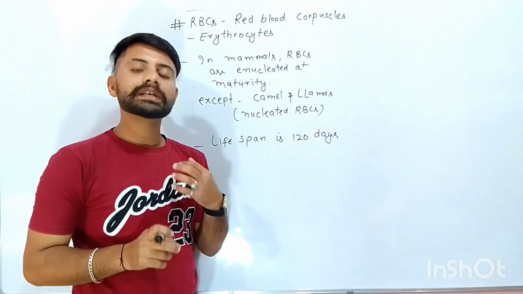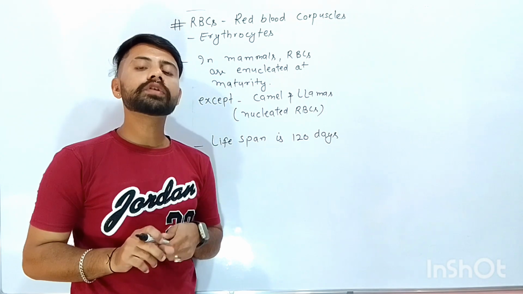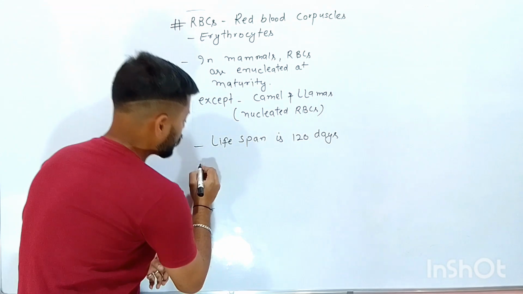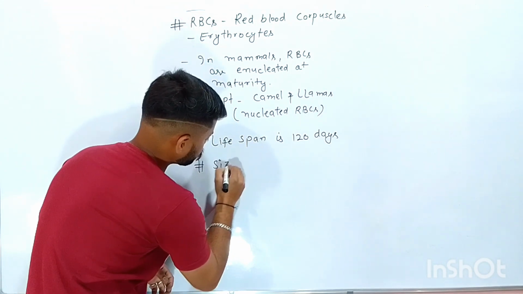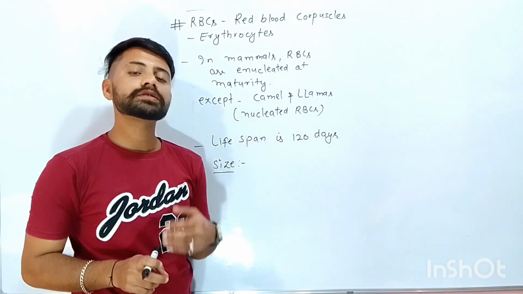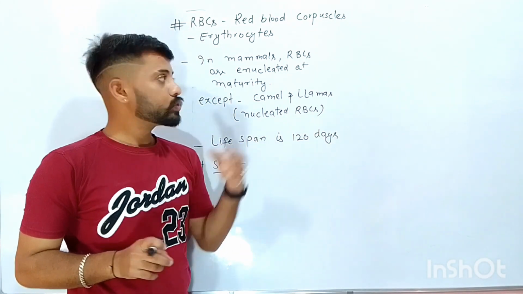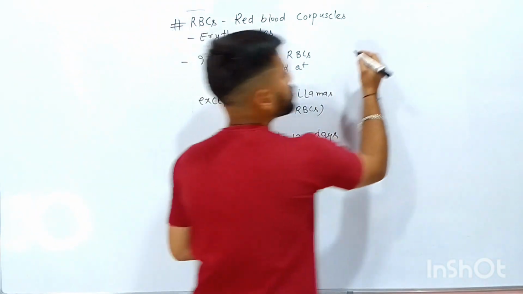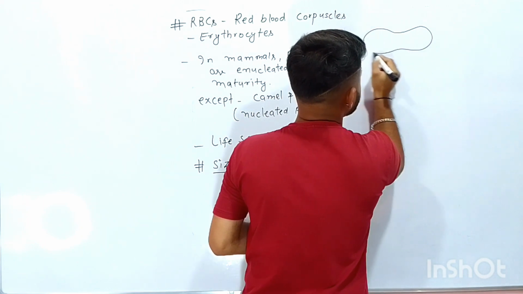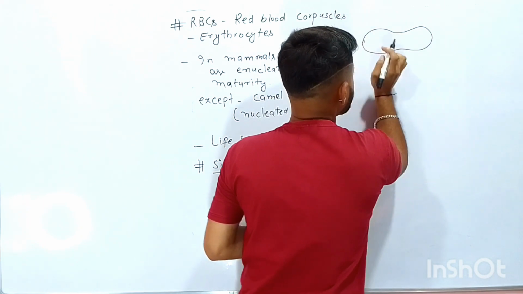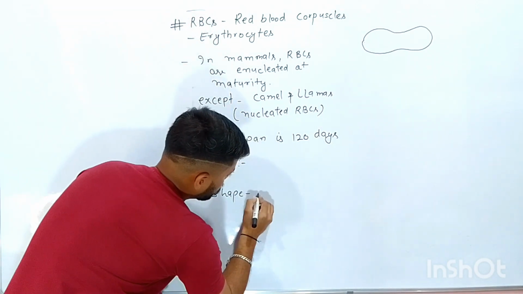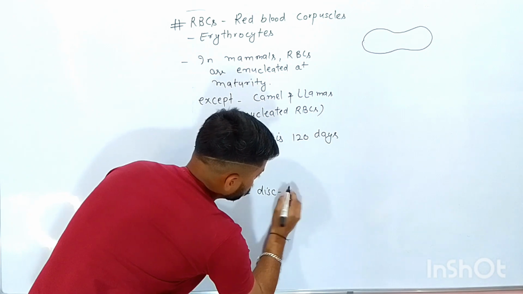Now let us see the size, number, and then we will come to the place where they are produced. When we talk of the size of RBCs, the diameter of the RBCs is 7 to 8 microns. So if we draw the structure of the RBCs, it is biconcave disc-like. So the shape of RBC is biconcave disc-like.